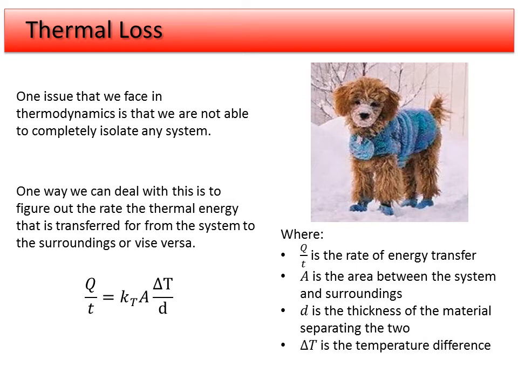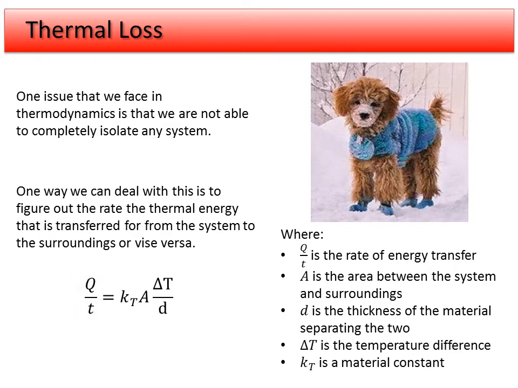T would be the temperature change, so how warm the dog is compared to how warm the snow is, or the air around it. And last but not least, KT is some thermal constant, some thermal transfer constant that you could look up. Be careful, this is a KT, not KB. So KB is the Boltzmann constant, this is a different constant. And this equation will tell us how much energy is lost through that sweater.